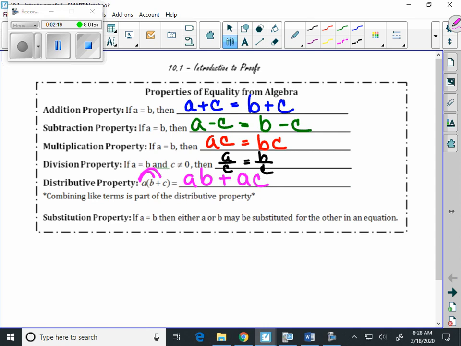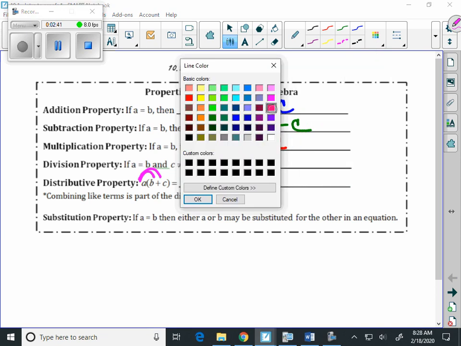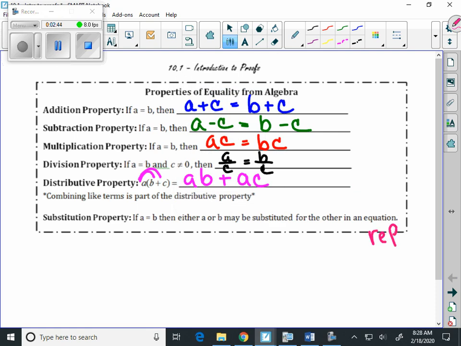And then finally, from our algebraic properties, the substitution property says if A equals B, then either A or B may be substituted for the other in the equation. You're going to see this more as we go throughout the unit in terms of the notes. But the way to think about this one is, what we're doing here is replacing something. So if A equals B, then we can replace B with A. But we're replacing it. And again, we'll see it more as we go throughout the unit than just the straight theory behind it.